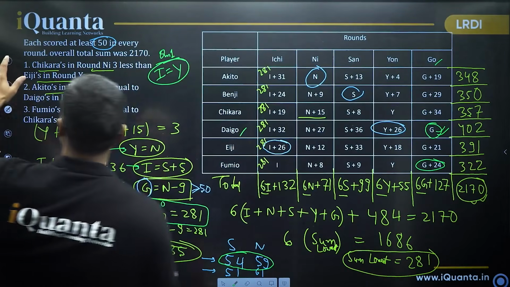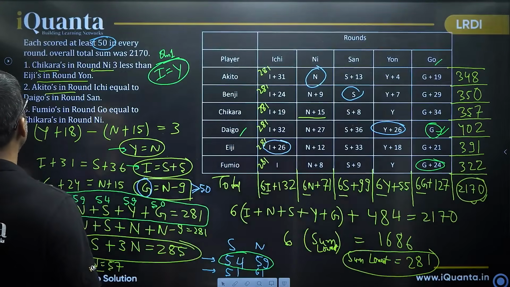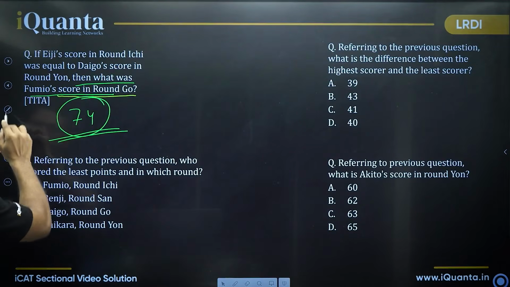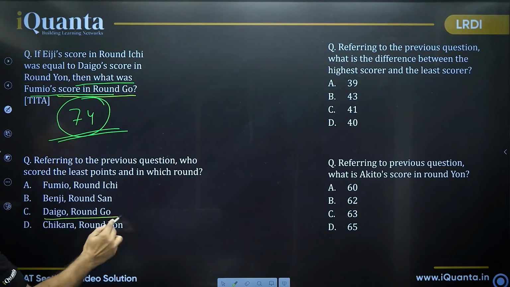So Daigo, round Go. Option C is the correct answer, right?